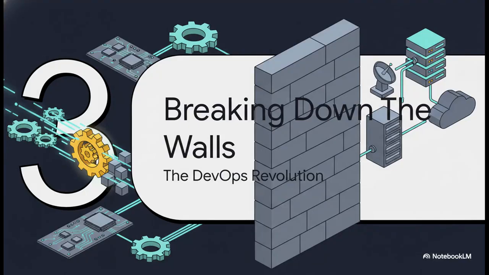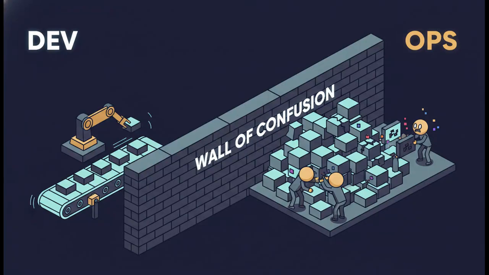Okay, so Agile made development teams way faster and more efficient. But of course, this created a brand new problem. As the developers started shipping code faster and faster, a massive bottleneck started to appear at the handoff point to the operations team, the folks who actually have to run the software in the real world. This bottleneck became known as the wall of confusion.